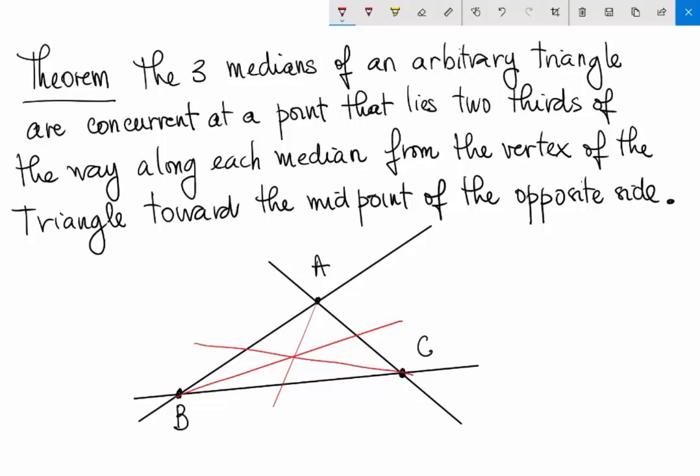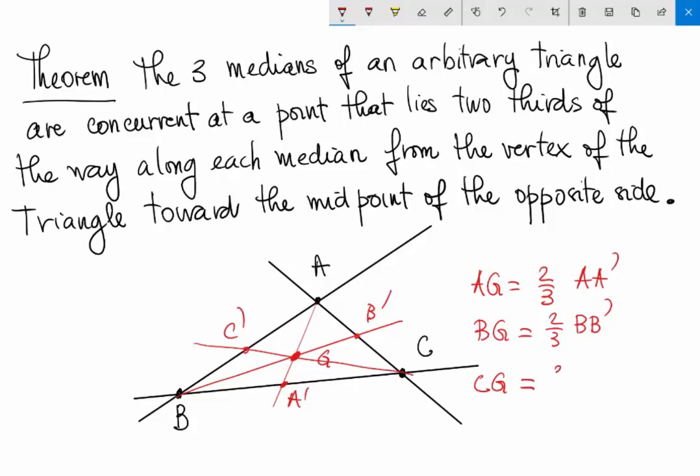So in other words, inside this triangle, if this is the centroid G, then essentially we can say that AG will be 2/3 of AA prime, BG is going to be 2/3 of BB prime, and CG will be 2/3 of CC prime. That's a reformulation of the theorem. Now let's try to prove this result.